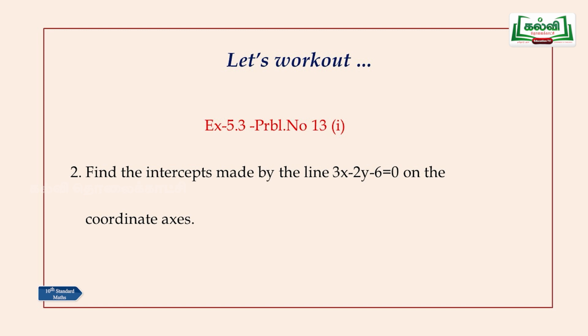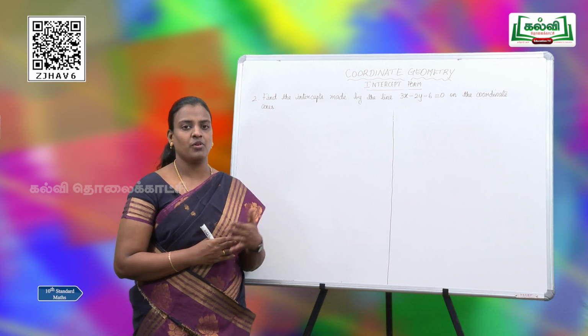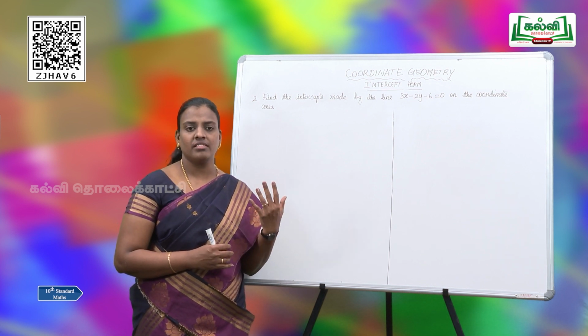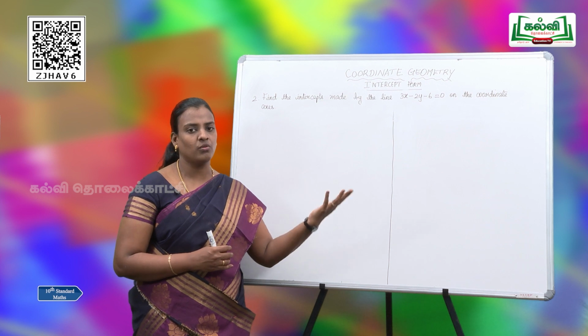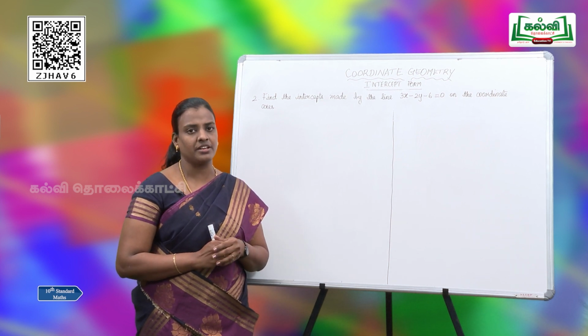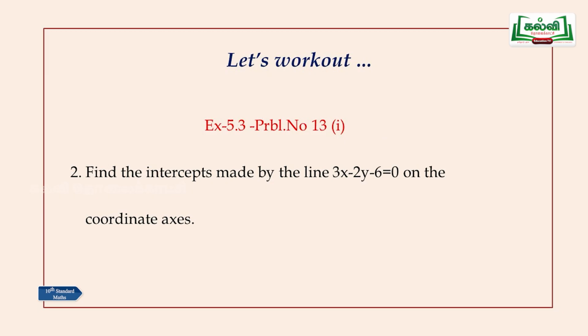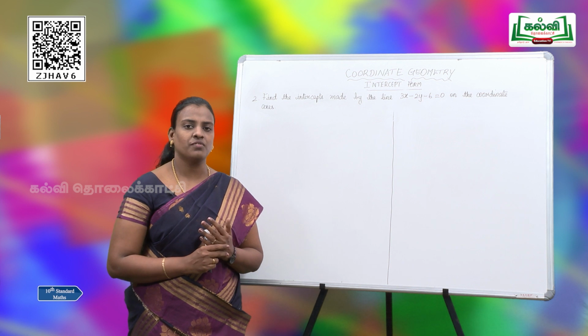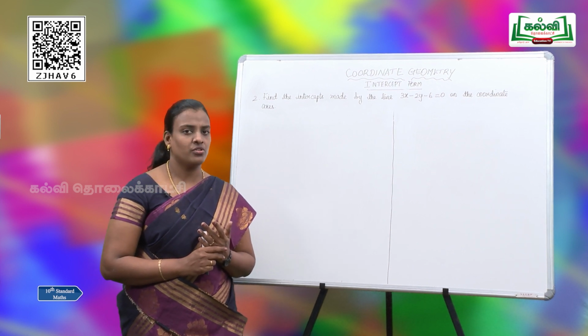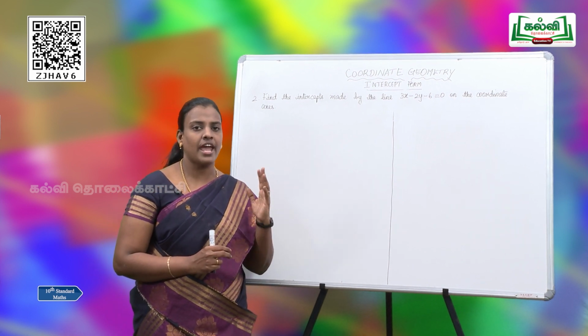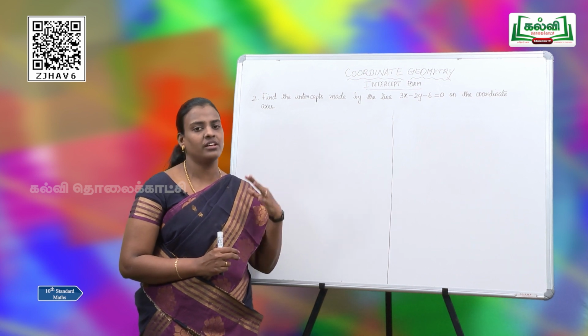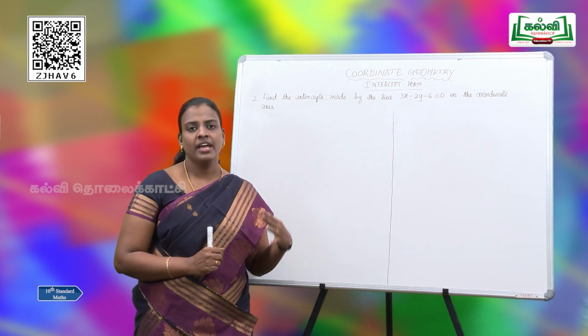Now, how is this different from the previous question? Is it a different type of question or the same type of question? It is a different type of question because there the intercepts were given and you found out the equation of the line, isn't it? Here the equation of the line is given and you are going to find out the intercepts on the coordinate axis. What do you mean by the intercepts on the coordinate axis? You are going to find the value of a and b. There a and b was given, here you are going to find out the value of a and b.